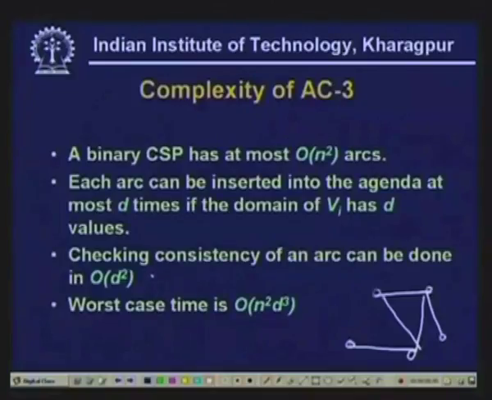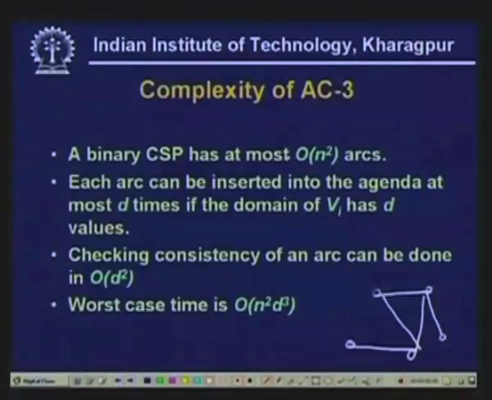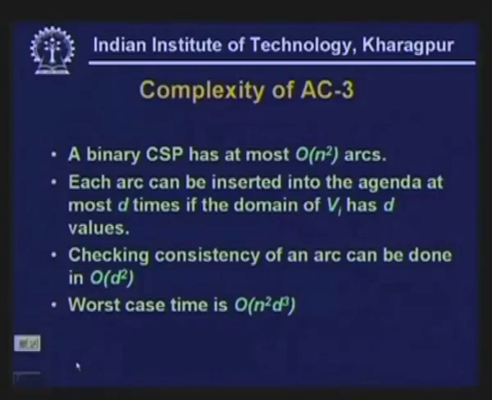Now, checking the consistency of an arc can be done in order d square time, because we check it against all the values in the domains. So, the worst case time complexity of this algorithm is n square times d square, which is O of n square d cube. So, O(n square d cube) is the worst case complexity of the AC3 algorithm.